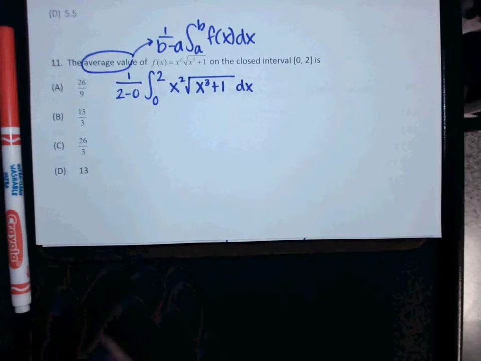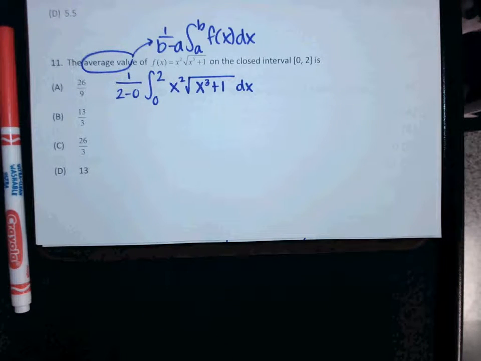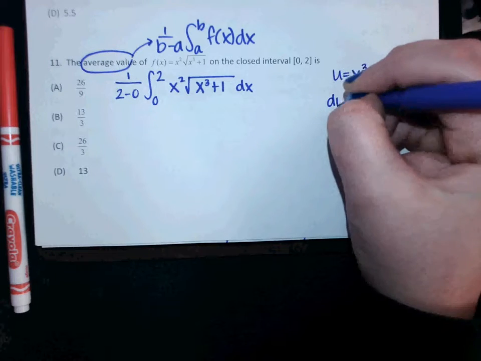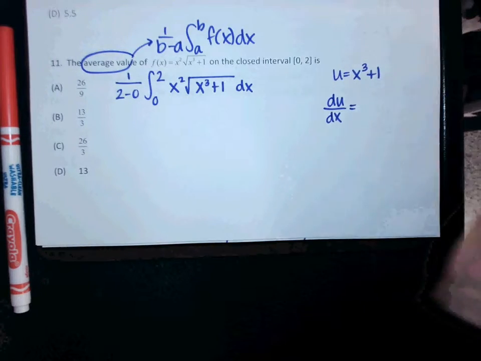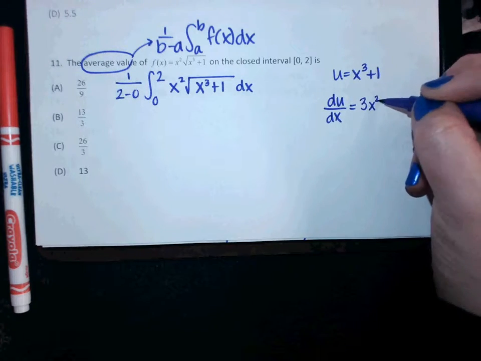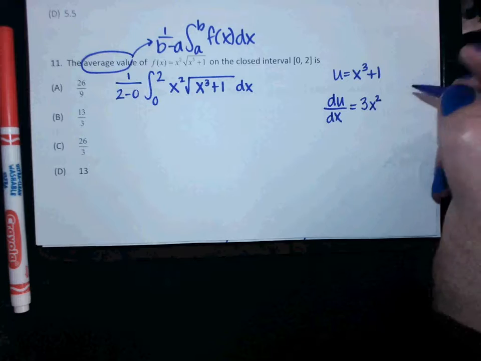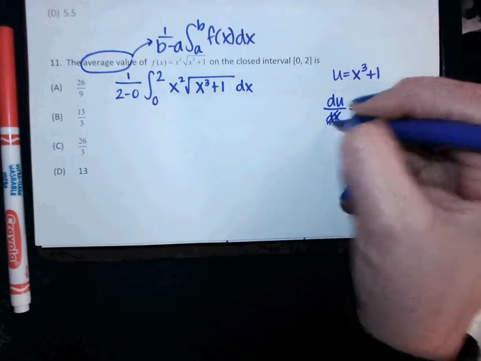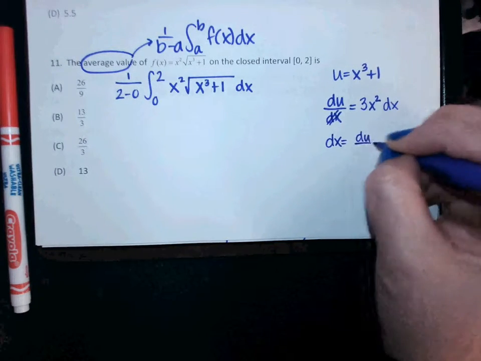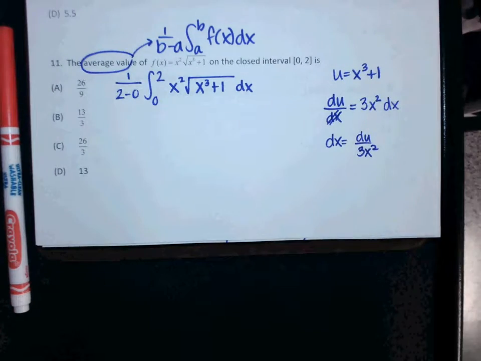dx. Okay, and then when I find my average value, I'm going to have to use what method? U sub. Okay? So, take a look at it. What would I pick as my u here? x cubed plus 1. Yep. Okay, then what's my du dx? What would the derivative of that be? 3x squared, plus 1 goes away because it's a constant. You're taking a derivative. Okay, then I move my dx up, and I move my 3x squared down. So it'd be like that.